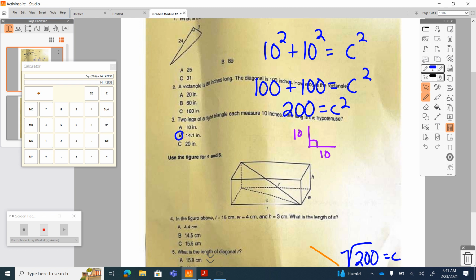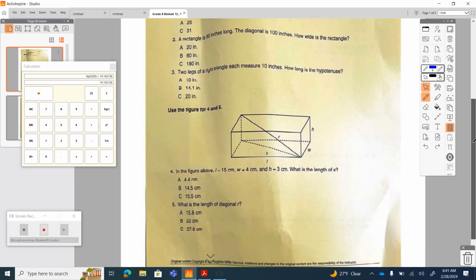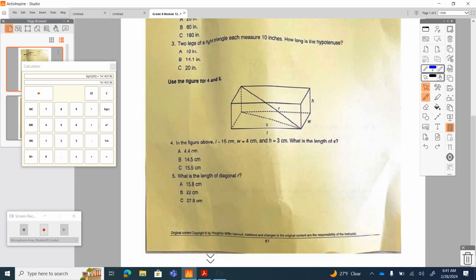Next problem, I think is a little more confusing. We had a drawing like it in our work. I think our notes for 12.1 actually. So in the figure above, L is 15.